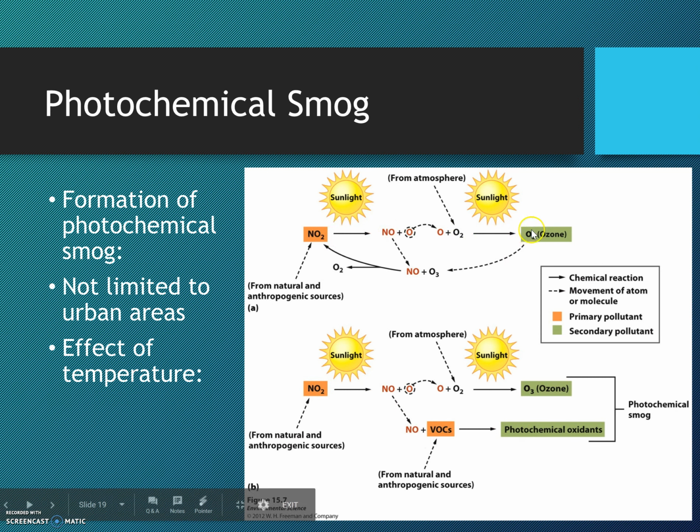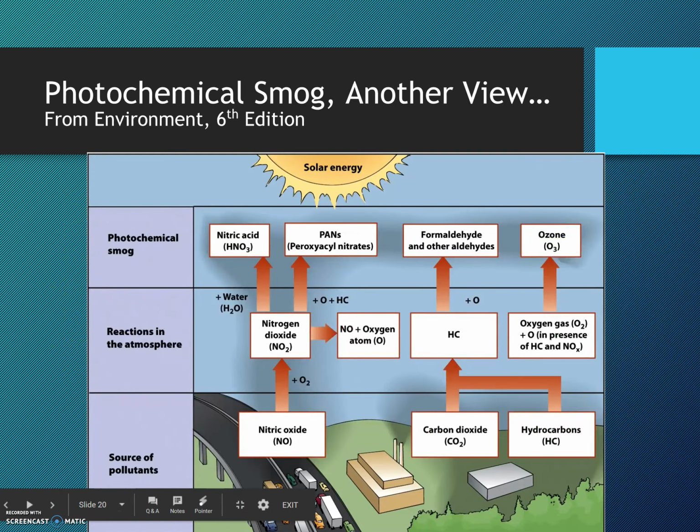So here, the ozone is formed, the ozone breaks down. Ozone is formed, ozone breaks down. Here, ozone is formed, ozone can't break down because the volatile organic compounds are getting in the way. So that's the important difference right there, and how we are impacting that.